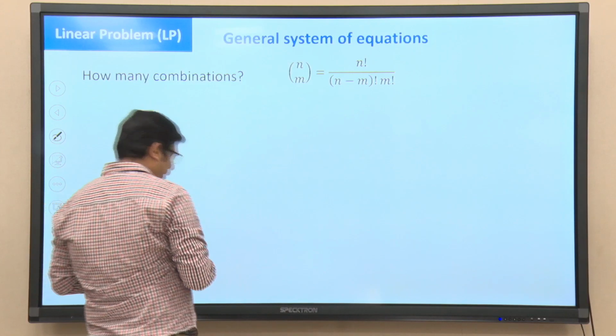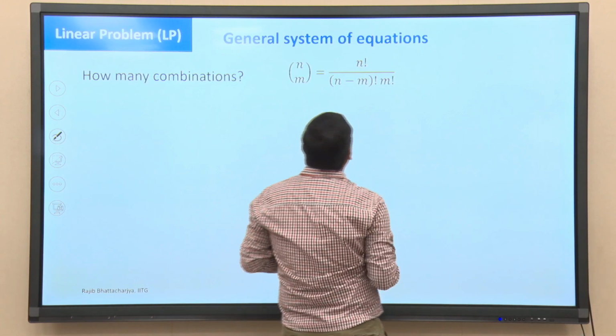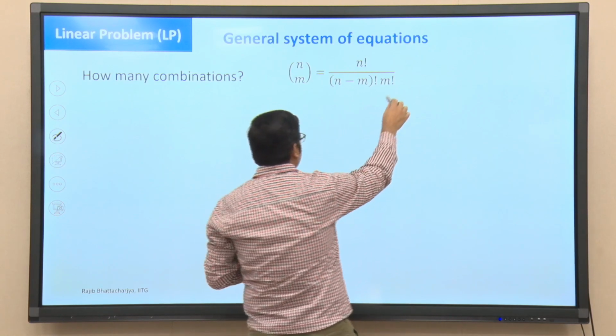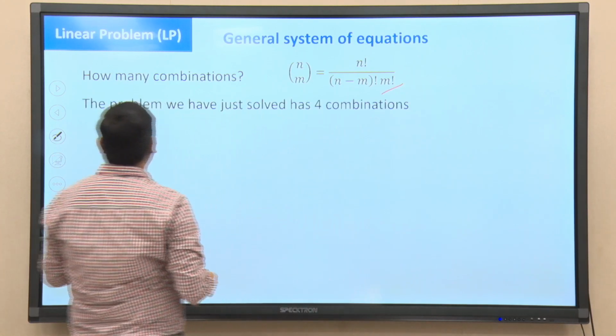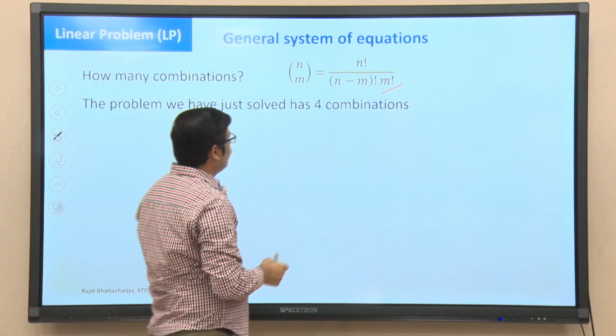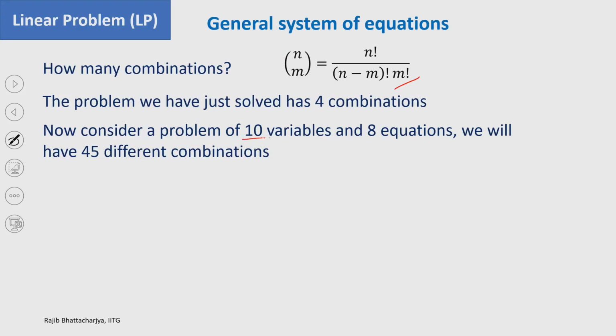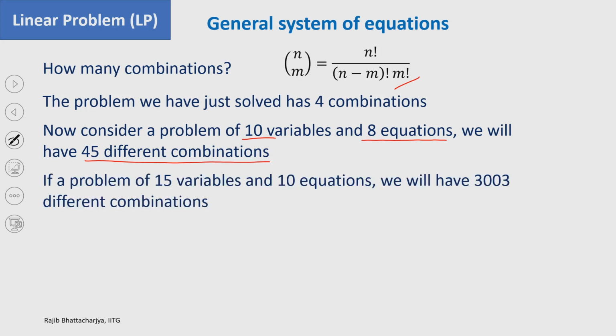So how many combinations are we getting? Factorial n divided by factorial n minus m into factorial m. So this many combinations we are getting. The problem we have just solved has 4 combinations. Now, consider a problem of 10 variables and 8 equations. If you have 10 variables and 8 equations, we will have 45 different combinations. If you have a problem of 15 variables and 10 equations, we will have 3003 different combinations.